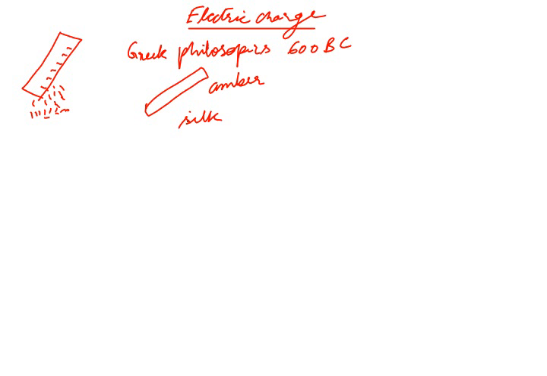Amber is called elektron in Greek, and the word electricity and electron got their name from elektron, which is the Greek word for amber.